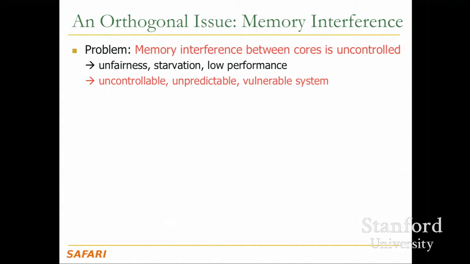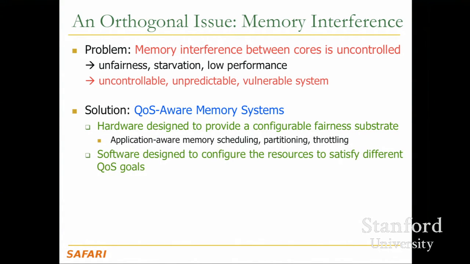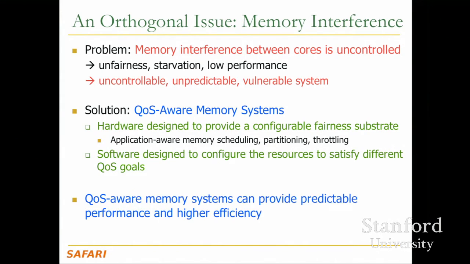And this becomes more important if you're running many more applications on your node where you're sharing the memory bus. So how do you actually fix this problem? We've been looking at this, and I'd love to talk about it with other people. Very quickly, you need to design a quality of service aware memory system where the hardware provides at least some sort of guarantees. It provides a configurable fairness substrate, application aware memory scheduling policies, ability to partition memory, awareness of the memory to the higher levels, and throttling mechanisms such that you don't overload your memory. And software can be designed to configure these resources to satisfy different quality of service goals. So it's a hardware-software cooperative problem.